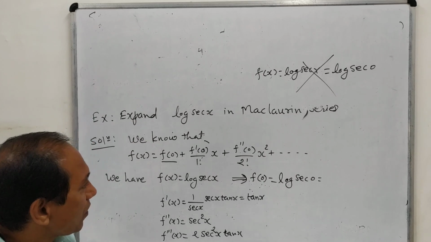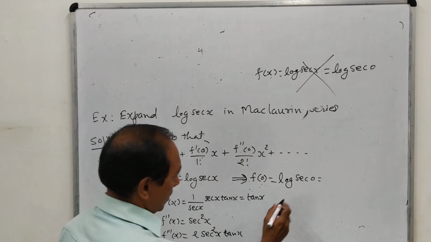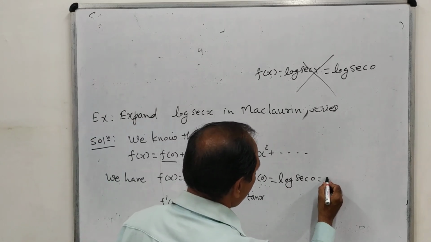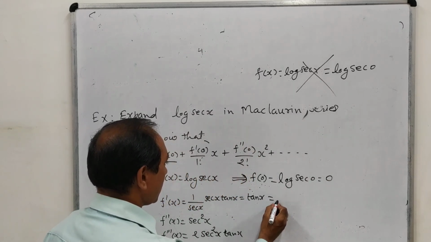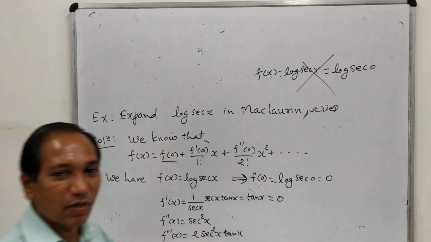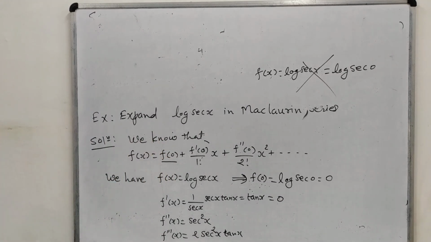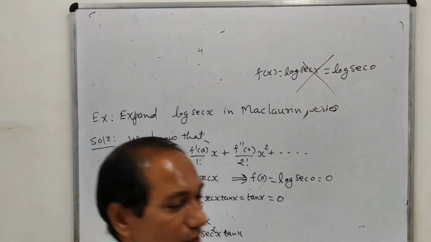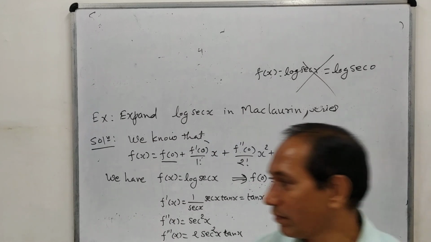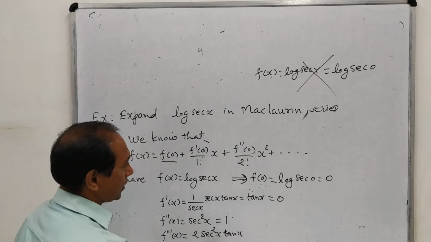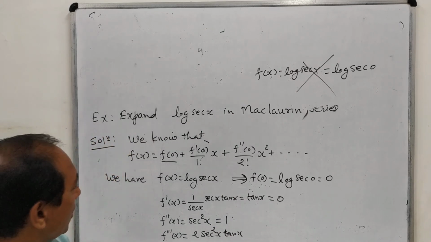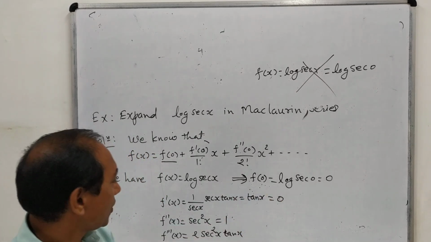So sec 0 is what? Sec 0 is 1. So log of 1 is 0. Here tan 0 is what? Tan 0 is again 0, you know, because it is sin x upon cos x, sin 0 upon cos 0. Sin 0 is 0 and cos 0 is 1. So sec square 0 here, sec 0 is 1, so this is 1.